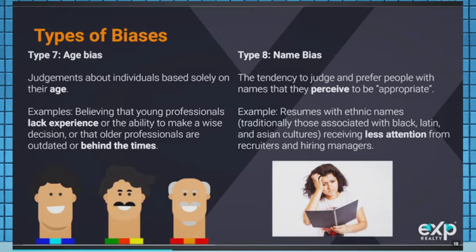Name bias. This one exists, and we don't like to admit it, but many of us do this. Tendency to judge and prefer people with names that your brain perceives to be appropriate. An example will be resumes with ethnic names, traditionally those associated with Black, Latin, and Asian cultures, receiving less attention from recruiters and hiring managers.